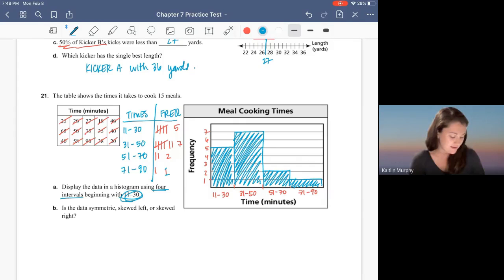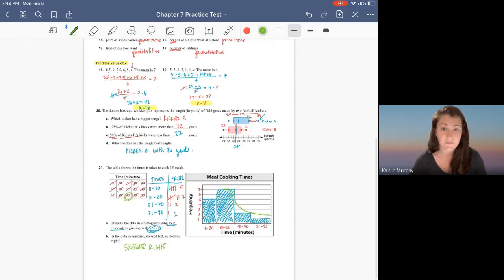It says, is the data symmetric, skewed left, or skewed right? And remember our trick for doing this: if I put my pencil right at the highest point, which is right up here, which side has a longer tail? It's off to the right. That right side has a longer tail. So it's skewed right. Meaning that there are outliers to the right, which makes sense because this 1 meal that took 90 minutes, I would definitely say that's an outlier. There was nothing really close to that. It was way more than the other times.